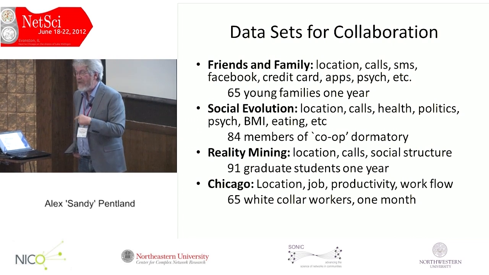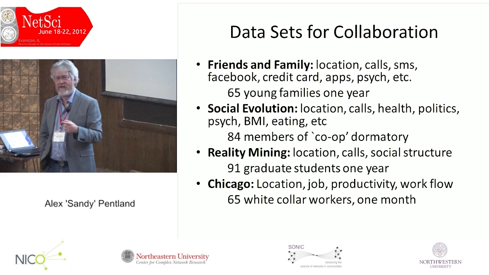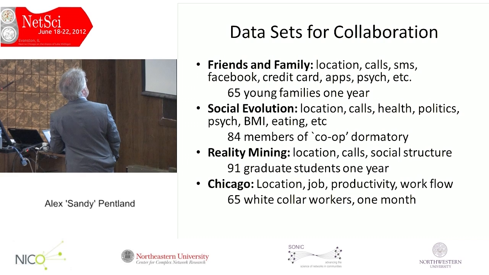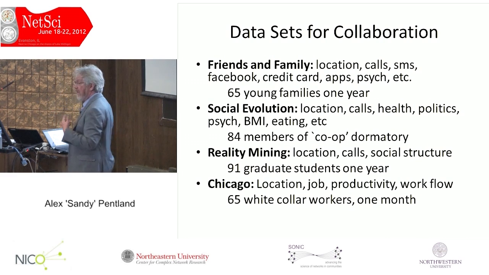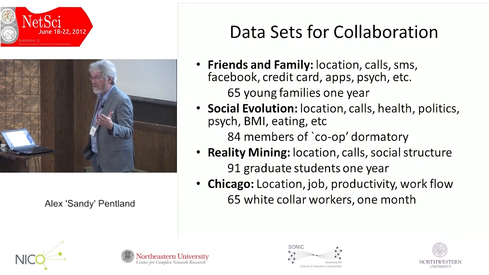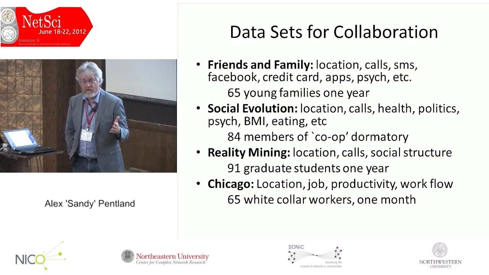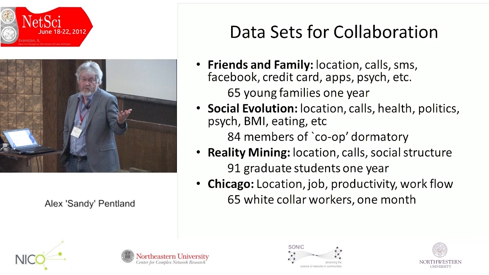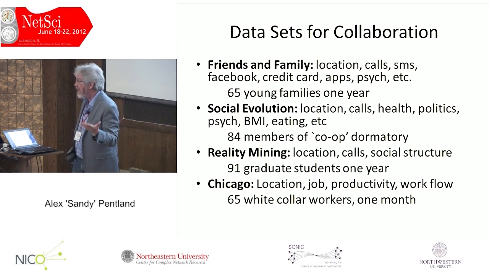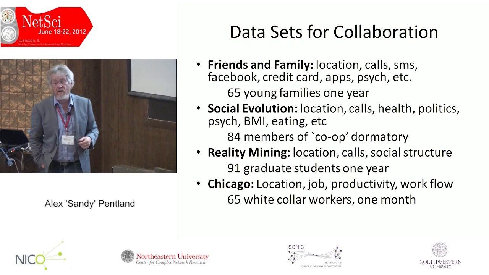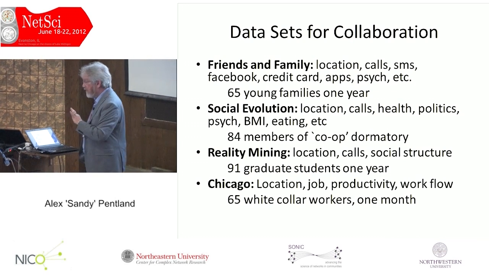One is, we have data that nobody else in the world has, and we've put a lot of money and effort into doing that. So the Friends and Family study has location, calls, SMS, Facebook activity, credit cards, apps, psychological variables such as personality, you name it, we collected it, for a period of a year for this living community of young families. And we'd love to collaborate with you if you have an idea on what to do with this sort of data. The social evolution experiment was a year of data with similar sorts of variables.